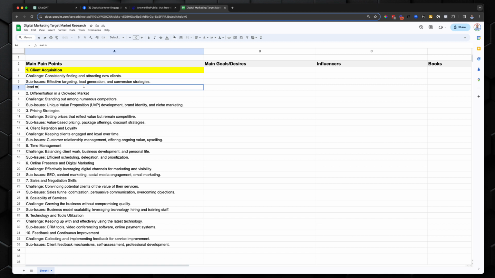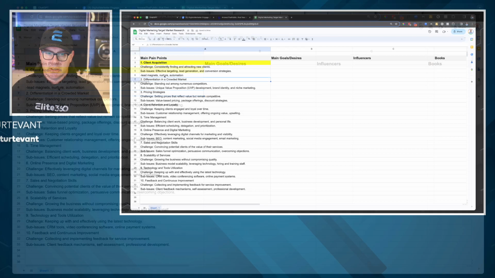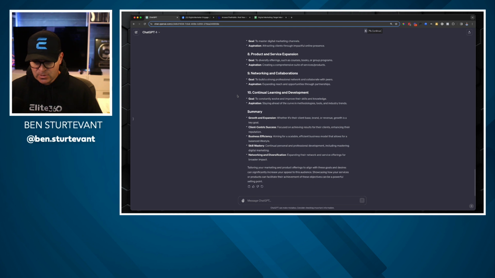So they need lead magnets, they need nurture, automation. These are other things that I know that they're struggling with. So I might add things to it, right? I'm not gonna just leave it at that. Right, but let's go back and let's see if we got the goals and desires.